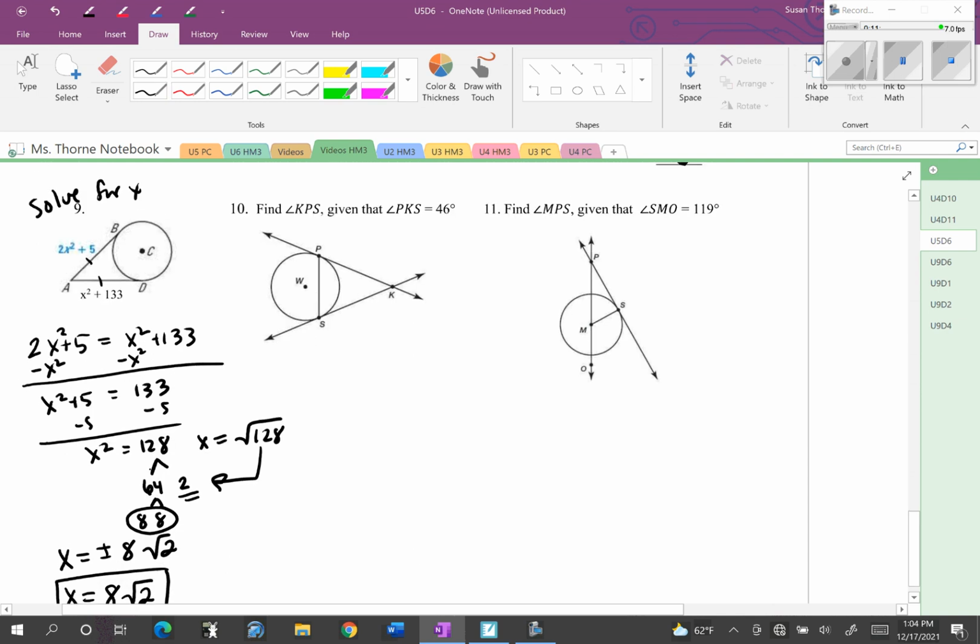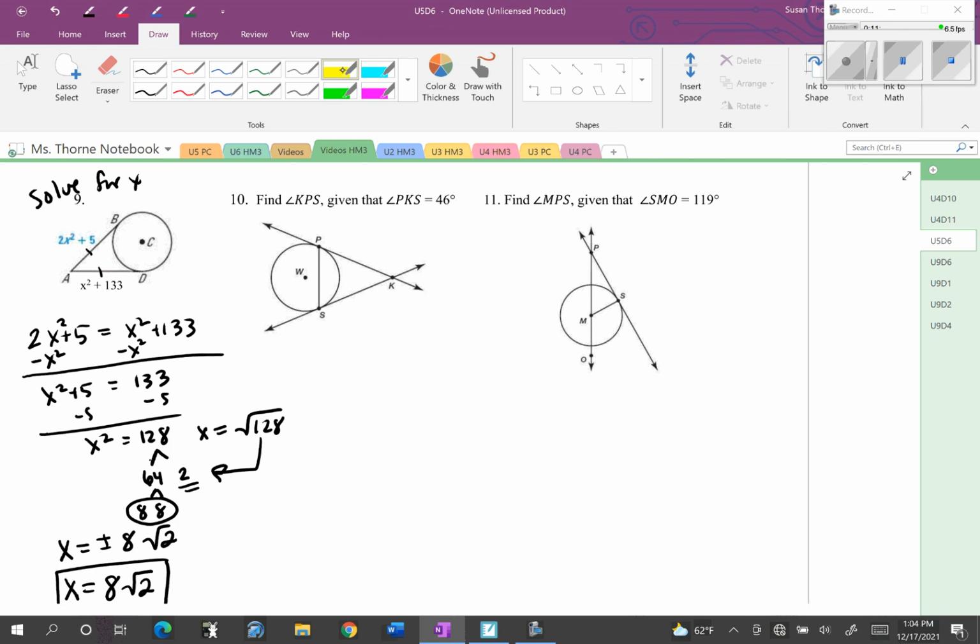All right, looking at the next one, it says find angle KPS. So K to P to S would be this angle here, given that angle PKS equals 46 degrees. So this is 46 degrees. And we know this length and this length have to be equal to each other. Because these are equal to each other, remember that means that triangle PKS is an isosceles triangle.